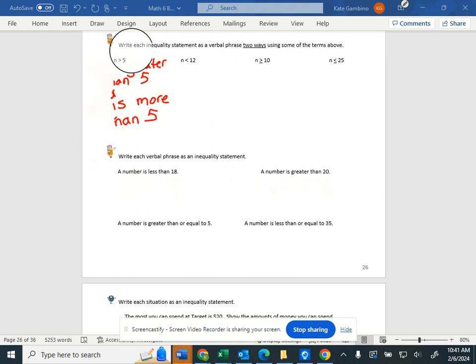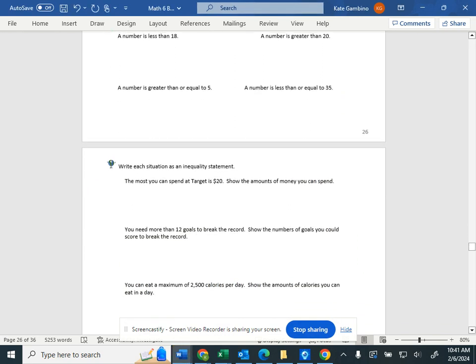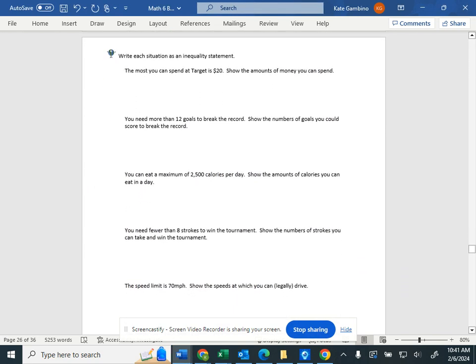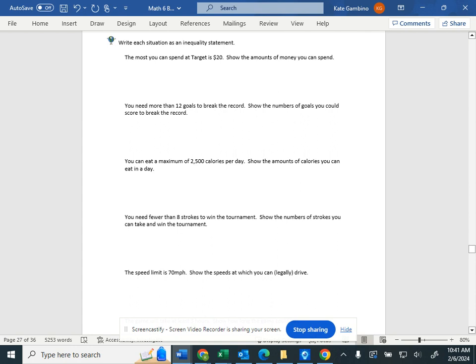Let's take a look at what our second page is. It says, write each situation as an inequality statement. So you're going to have to look for those key words, look back at the table. What inequality is it? Is it greater than, less than, equal, less than or equal to, greater than or equal to? You have to look for our key words.